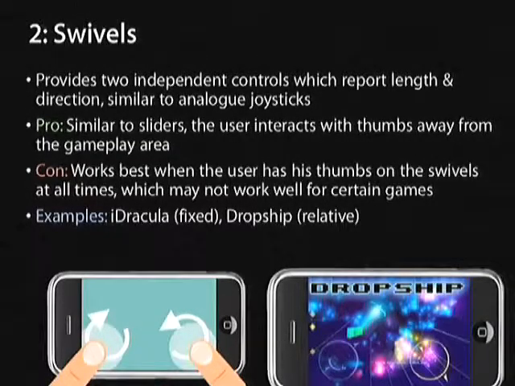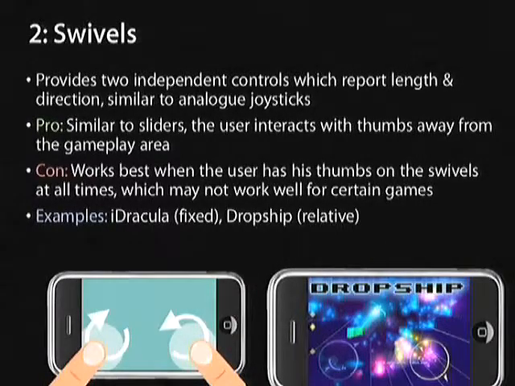I can't tell if I'm on the right corner or the left corner of the swivel. So the way a lot of these games get around this is by forcing your fingers to be on the gameplay area at all times. One example of this that really nailed it, I think, is iDracula. They've got just two compasses on both corners of the screen, and it really works well. I think it was number one back in March.